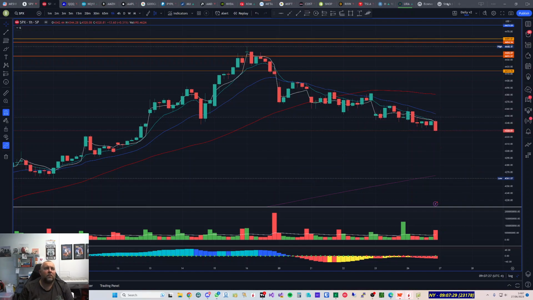So that's why I keep 1, 2, 3, 4 thumbnails on. I have the ES or the MES, the SPY, and I have the SPX as well open, so I can keep an eye on them all at the same time. In fact, that's it. I was going to bring my thumbnails down.